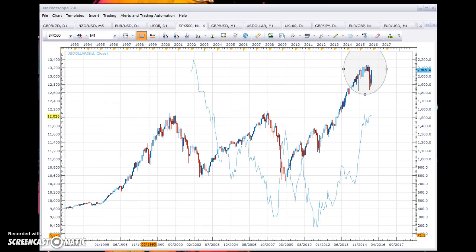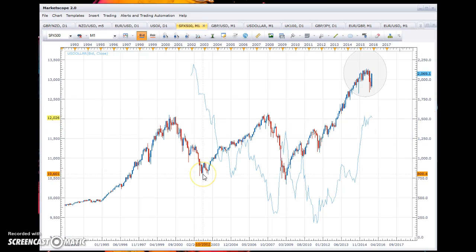So first of all, we have the S&P 500 here and the US dollar overlaid. Now, the reason why I've chosen these two is because although strictly we're not dealing with a currency pair, we have an example here of why fundamentals really are an essential tool when we look at the trading scenarios that we may want to take advantage of.